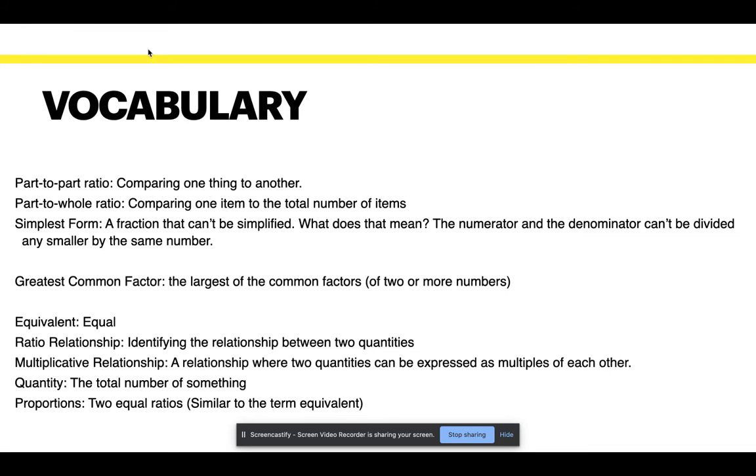Greatest common factor. This is the largest of the common factors. This means that if I have two numbers and I'm looking at the factors, our greatest common factor is the largest factor that we have in comparison between the two numbers. We know that equivalent means equal, and quantity is the total number of something. Those are the only vocabulary words that we need to focus on today because we're just now starting to learn about ratios.